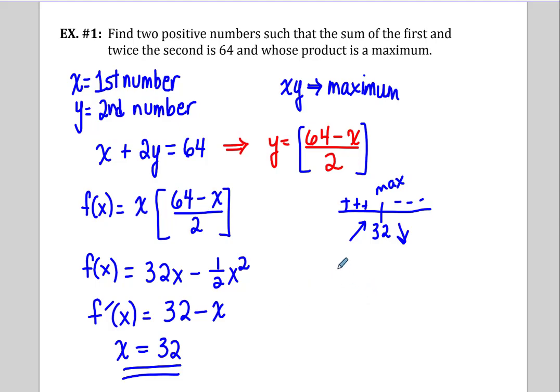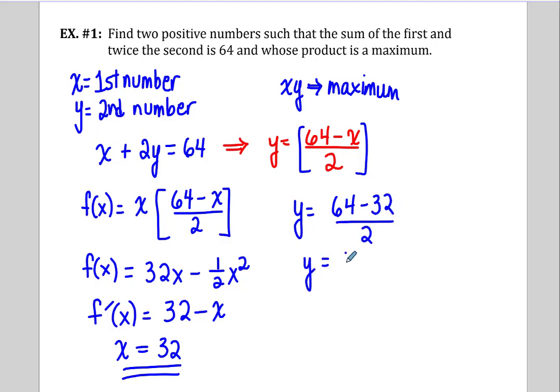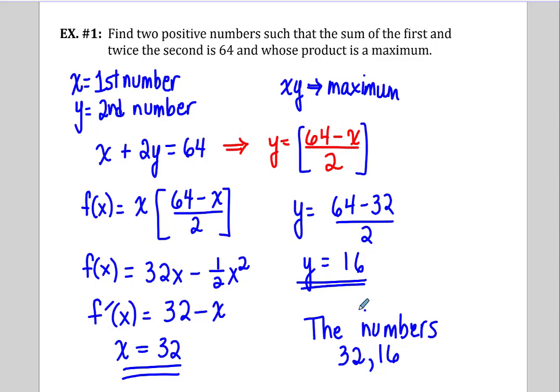So if X is 32, then we need to take this expression again for Y. And if X is 32, then Y would be (64 minus 32) divided by 2, so Y would be 16. Our two numbers are 32 and 16. And then it would be a good idea to go back and check for sure that 32 plus 2 times 16 actually has the sum of 64. And that's pretty evident.